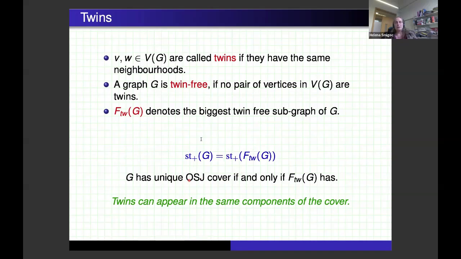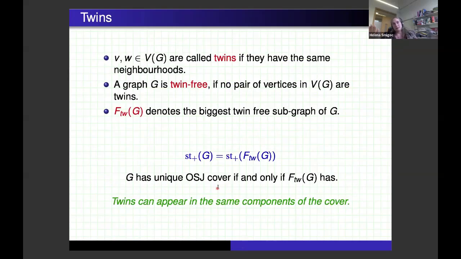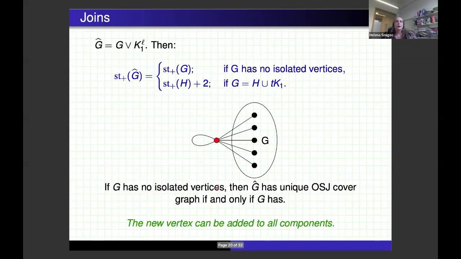The idea why such a thing would be true is very simple, because if I have a twin and I just put the twins in the exact same components, then I will be covering the edges those twins are involved in. So, from the construction, it's not very difficult to see. But what we can do with this is restrict our analysis to twin-free graphs. So we can just remove twins and just think of twin-free graphs.